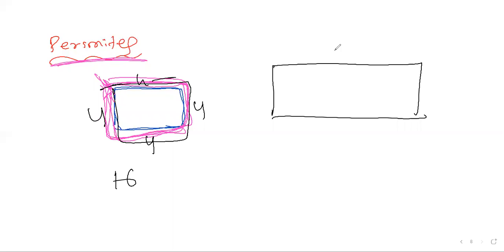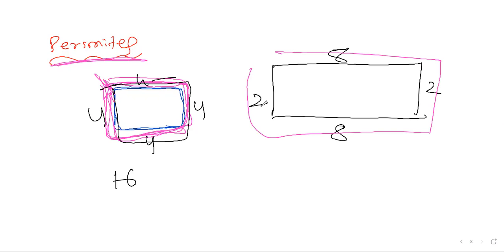I think your college ground should be like this. Example, I am telling, this is 8 meters, this is 2 meters, this is 8 meters, this is 2 meters. How much is the perimeter? 8 plus 2 plus 8 plus 2. Now 16 plus 4, the answer is 20. This is a perimeter. Now, is it clear what perimeter is? Fencing, how to put it, that is perimeter.